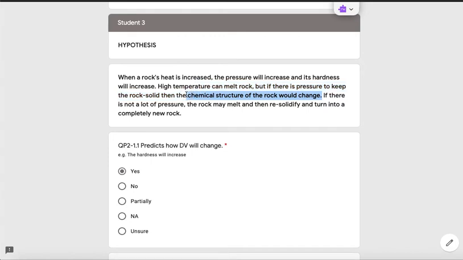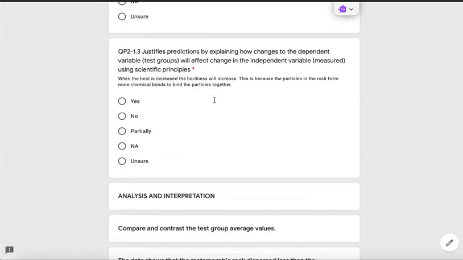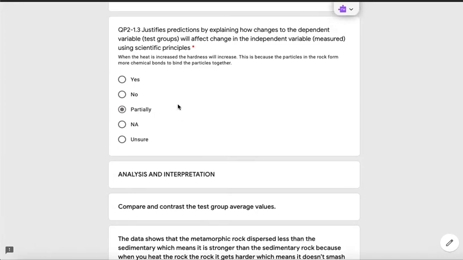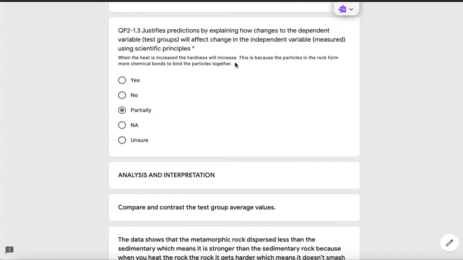They know that the chemical structure is changing, but have they told me how it's going to help hold the rock together better? No, they haven't. They're getting there, but they're not quite there yet. So I might say they're partially getting into this, but they're not quite there yet. Okay? And that allows you to see what I'm actually looking for to give different levels of achievement.